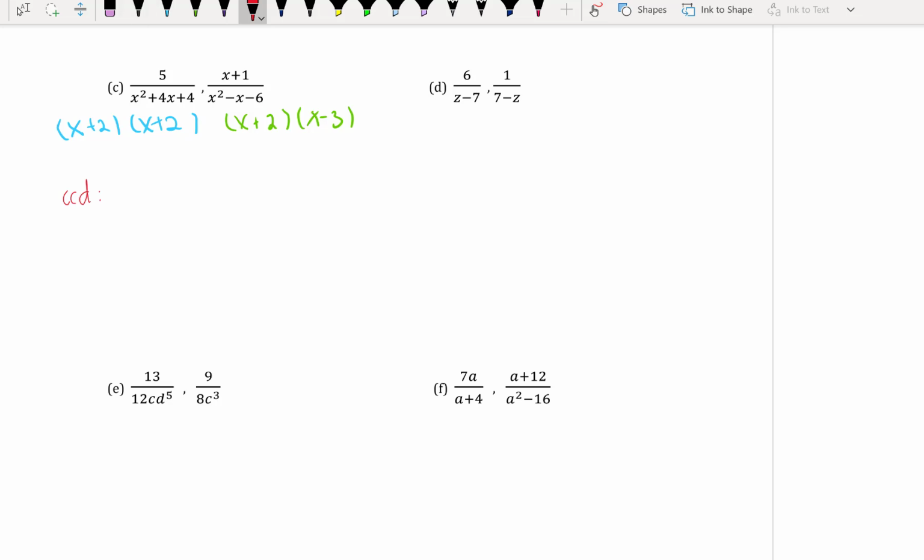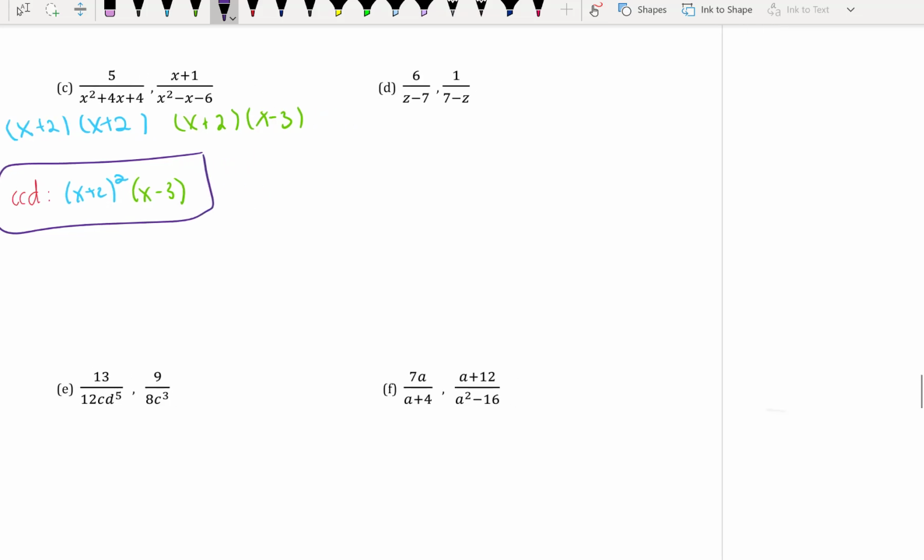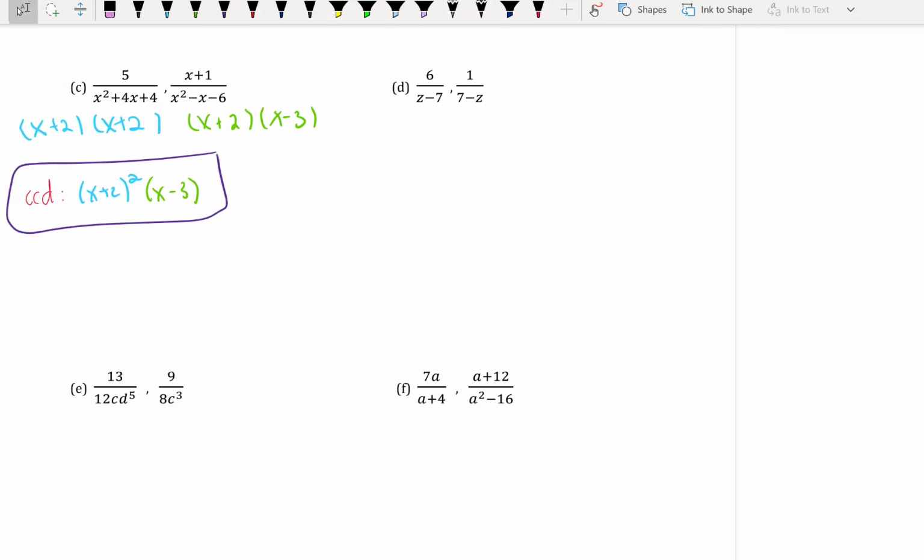So it looks like I have 2 of those x plus 2's, so that's going to be squared. But I also have an x minus 3 that's going to be part of my LCD. For letter D, it looks pretty simple, but it's not. The reason why is because it needs to be written in standard form. So to rewrite it in standard form, it would be a negative z plus 7.